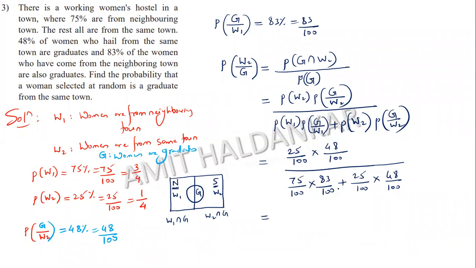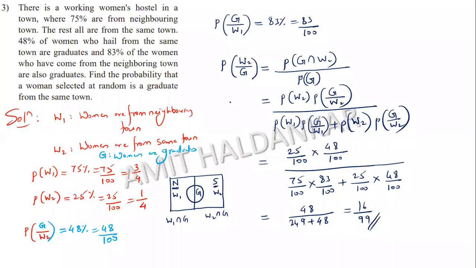So if you solve this, 100 will go away. You are remaining with 25, 25, 25. Here there is 3. So 48 upon 3 times 83, 3 3s are 9, 3 8s are 24, that is 249, plus 48. Finally, you will get 16 upon 99 when you calculate this.